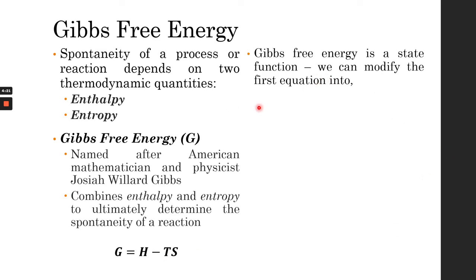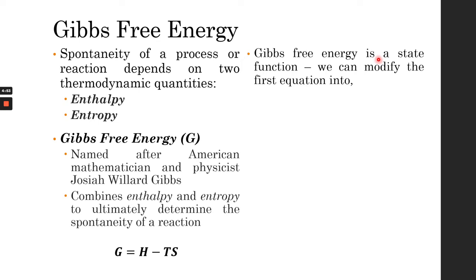Like enthalpy and entropy, Gibbs free energy is a state function. What we mean by state function is that we do not care how we arrive at our product. What we care about is the initial and the final state of our reaction, meaning the initial state is our reactants and the final state is the products. We do not care how our reactants became products.